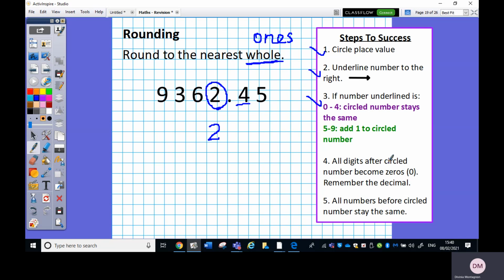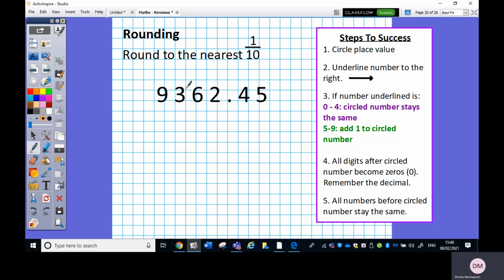Good. So all digits after the circled number become 0. So the 4 and the 5 become 0 and 0. And then remember the decimal. Yeah, that's really important. Okay. Now the 5th step, can you read it out for me? Great. So all of these numbers now, 6, 3 and 9, all stay the same. Fantastic. So I've now rounded to the nearest 1. Great job.